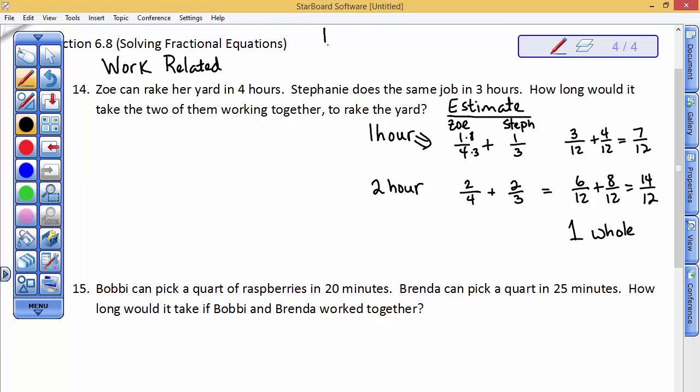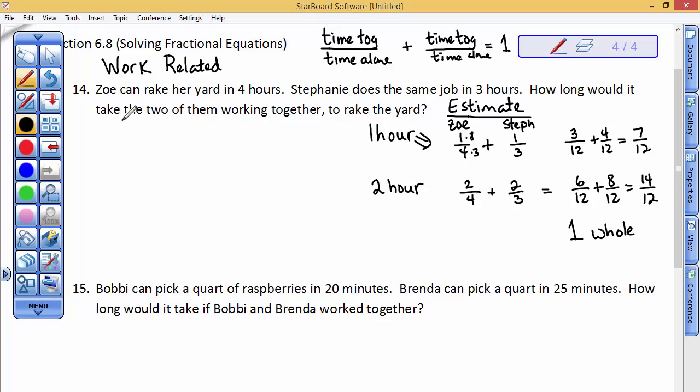So I'm going to put here time together divided by their time working alone. And then I added Stephanie's portion, time together over Stephanie's time alone, which was 3 hours. And I didn't want to get 7/12 of the project done. I wanted to get the whole project done. So this says, how long would it take the two of them working together? Do you see this time together here? That's my unknown.